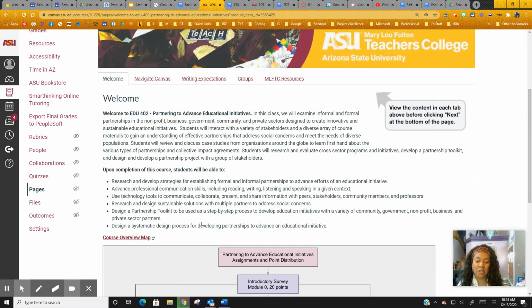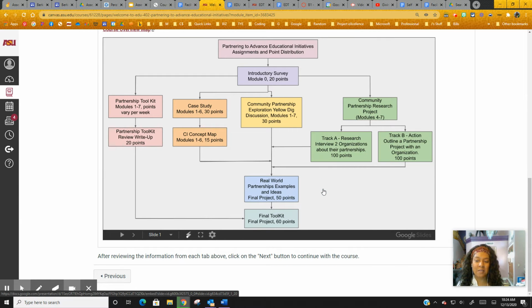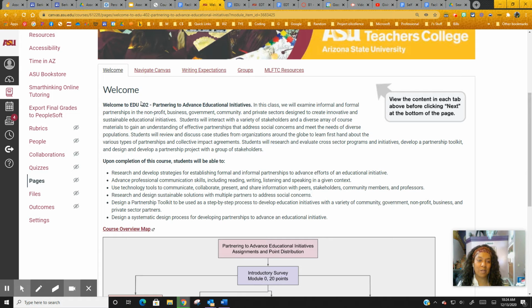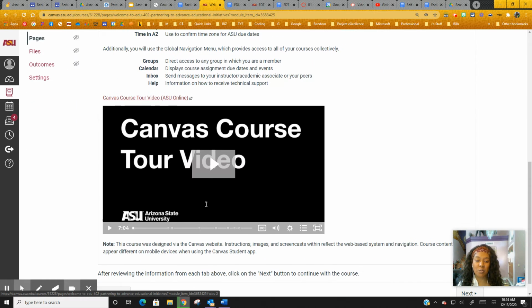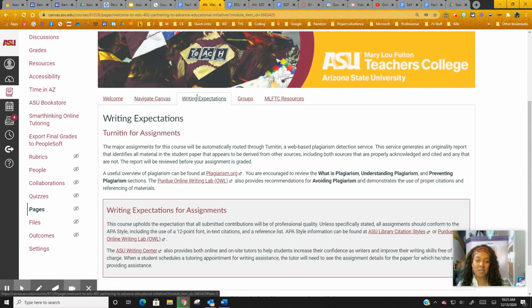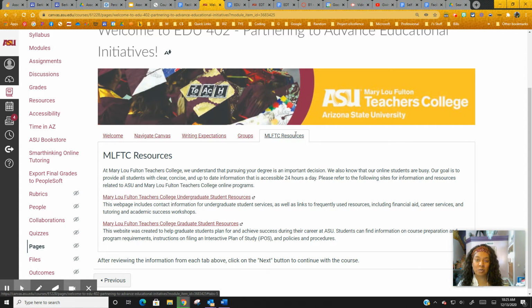So my objectives are here. We've added a course map to kind of walk them through what they're going to need to know as they start working with the course, as well as some other information that's kind of helpful to them. So after they complete this area or they look through this, we talk about how do they navigate Canvas. We give them some support for Canvas that's helpful to them. We also look at their writing expectations. We talk about the groups that they're going to be a part of. We also talk about the resources that are available to them.